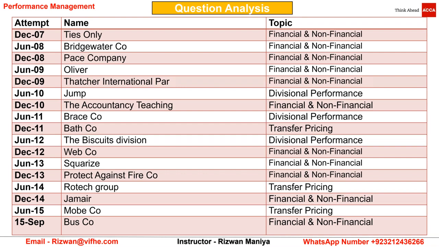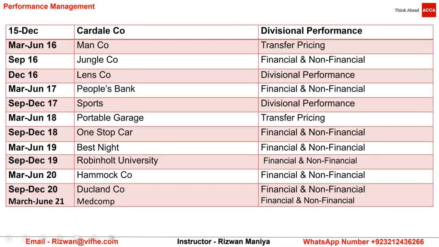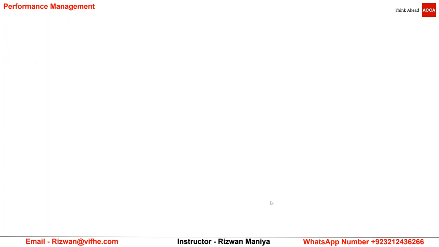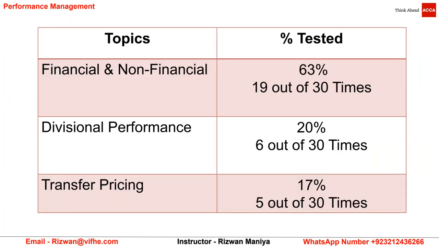Okay, so you can see the frequency of how the topics are tested: financial, non-financial, divisional performance, transfer pricing. This does not end here. Then you can see again from December 15 onwards, and the latest question also came on this in the March-June hybrid attempt. So lots of questions. I'm sure we can't do all the questions, but this is a quick analysis for you. Out of 30 times total, 19 times financial and non-financial has been tested. Divisional performance came 6 times, which is 20%. And transfer pricing, which always surprises everybody, has been tested 17 times.